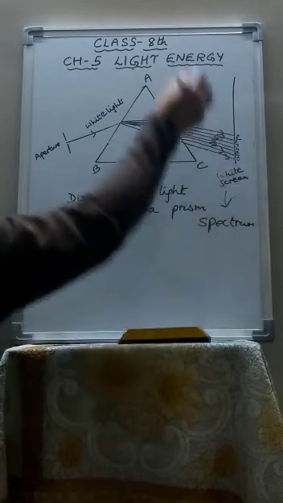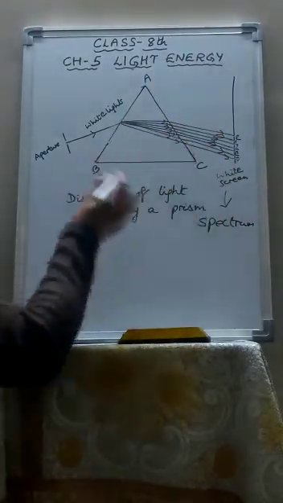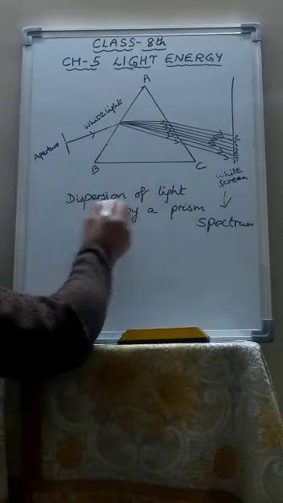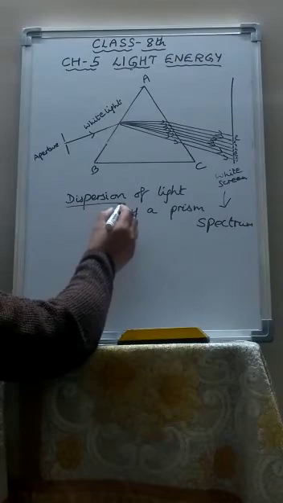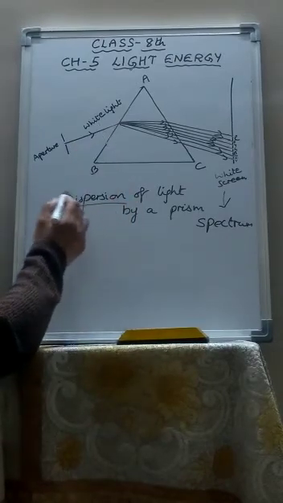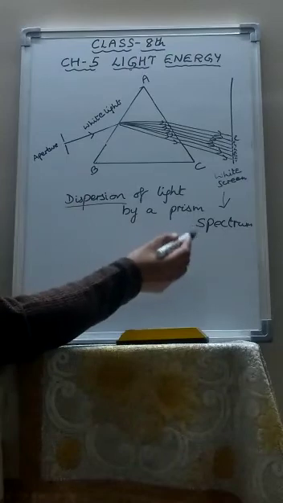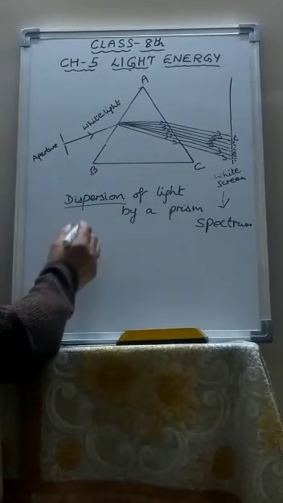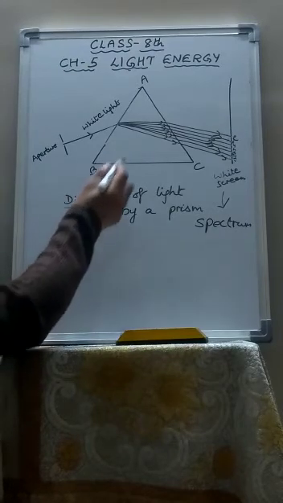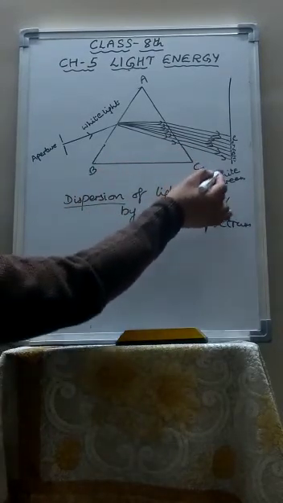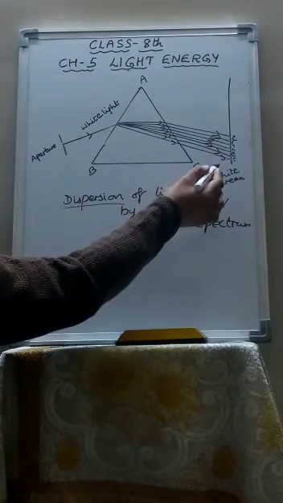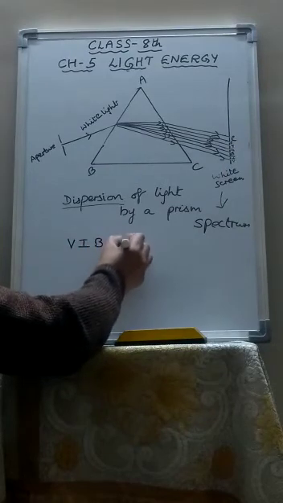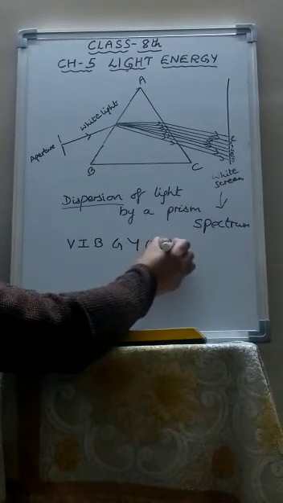The patch of 7 colors formed by the splitting of light is called spectrum. And this phenomenon is known as dispersion. So, there is splitting of white light into 7 colors by passing through a prism. That is known as dispersion. And starting from the side of the base of the prism, the colors in the spectrum are in this order: violet, indigo, blue, green, yellow, orange, red.